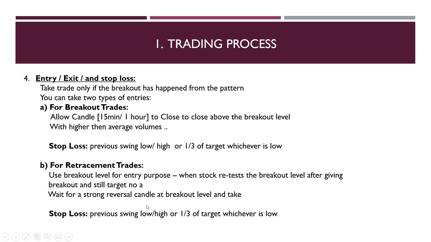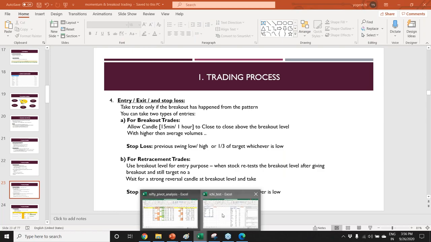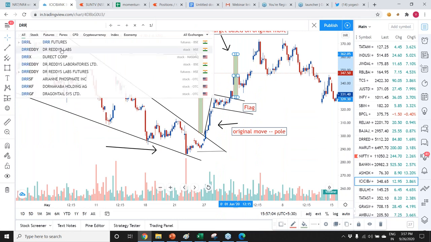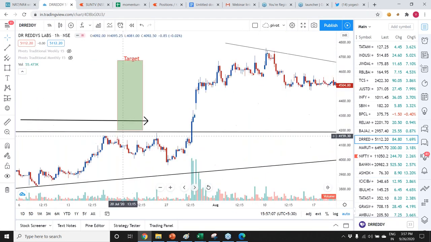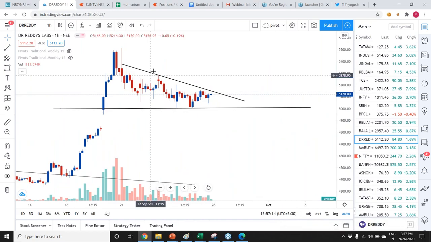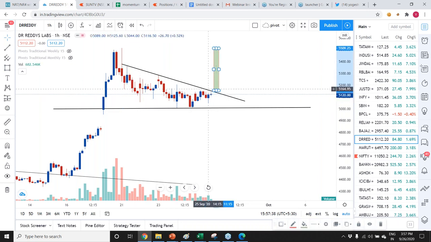Now I'll show you this with an example. I will just go to the Dr. Reddy chart. Here we can see the stock, after a bigger move, is in a consolidation zone, and we can see the highs and these are the lows. This is forming a triangle. Now what will be the target of this triangle? If suppose it breaks out here, so this would be my target.